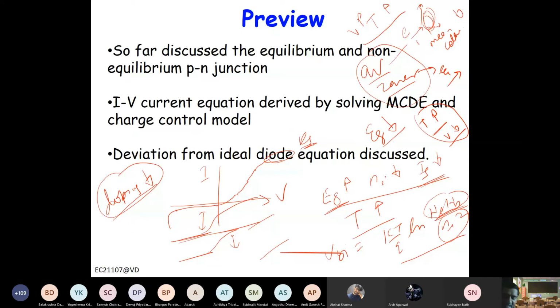Okay, when I'm saying the voltage is increasing or decreasing, it means the magnitude of the voltage. Because sometimes we say this is basically a negative voltage, right? So don't confuse. It's the magnitude of the breakdown voltage. Okay, let us come back.